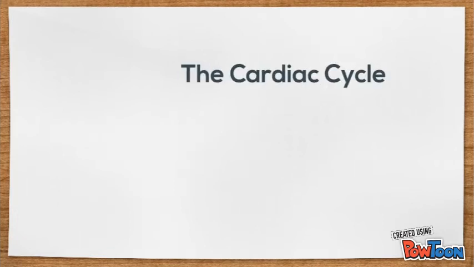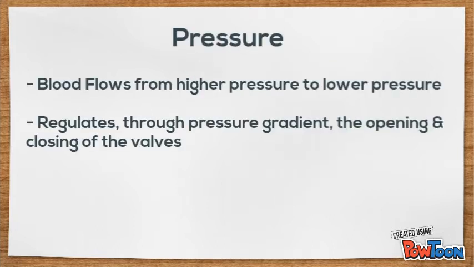The cardiac cycle depicts a chain of events occurring in every heartbeat, with a cycle lasting 800 milliseconds. Before we dissect each phase of the cycle, we must talk about pressure, as it plays an important role in blood flow between chambers, as blood moves from higher to lower pressure, but also through the pressure gradient regulates the opening and closing of the valves.